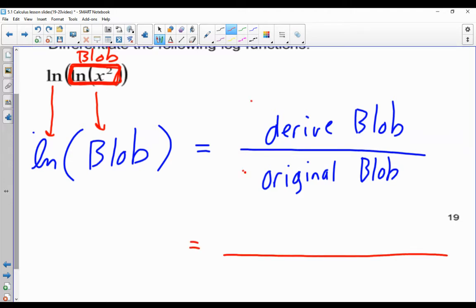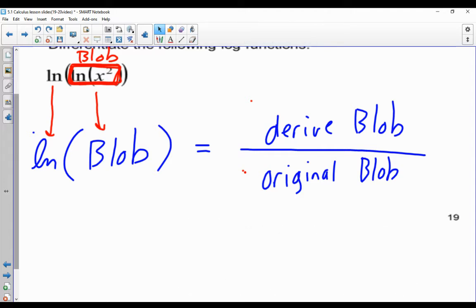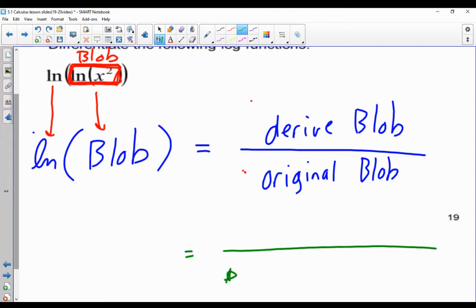So using that rule, let's go ahead and do this. Let me go ahead and use green. I'm going to set up this fraction. I'm going to do the bottom first. The bottom says I'm supposed to have the original blob, and my original blob is right here. My original blob is going to be natural log x squared.